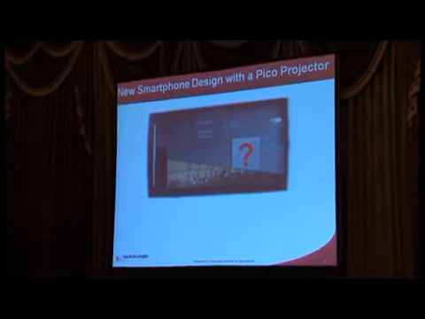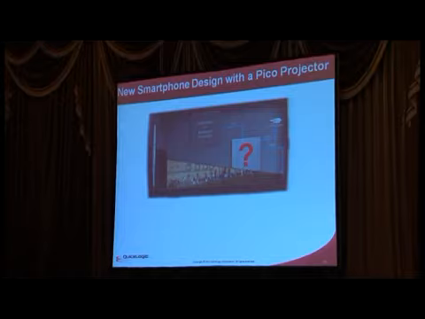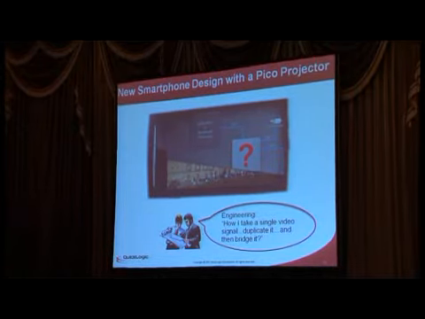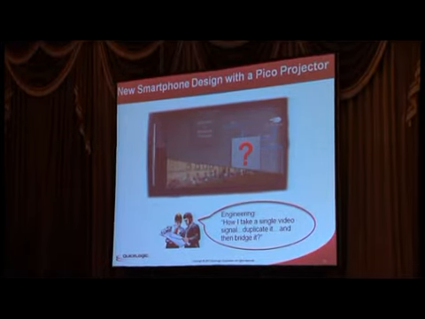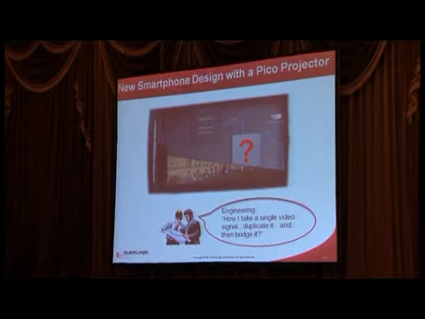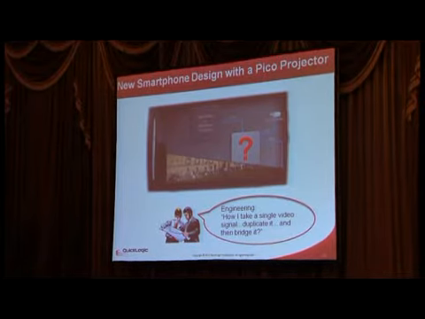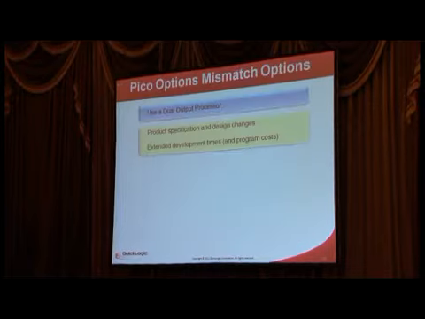So let's say we're a system designer, and again, a marketing person comes to us and says, I want to design a smartphone with a Pico projector. But when the engineers examine it, they realize that the CPU only has a single output. Let's call it MIPI. The Pico projector requires an input, and the onboard display requires an input. So how do you take a single video signal, duplicate it to 2, and then change or bridge it from one interface to the other?